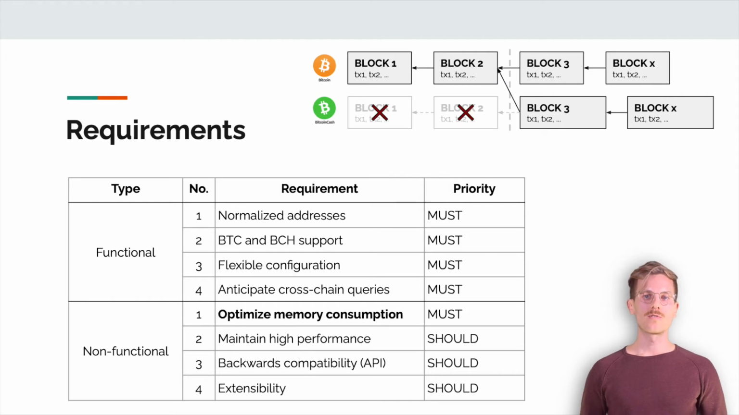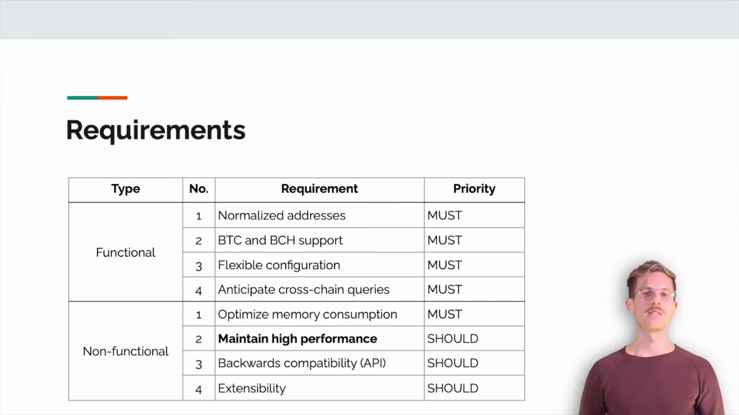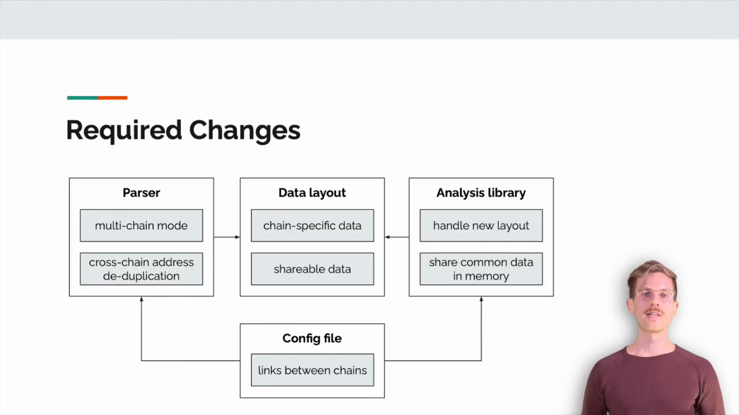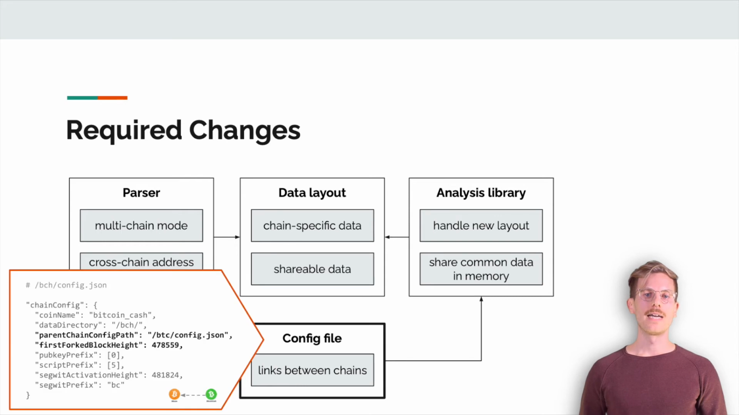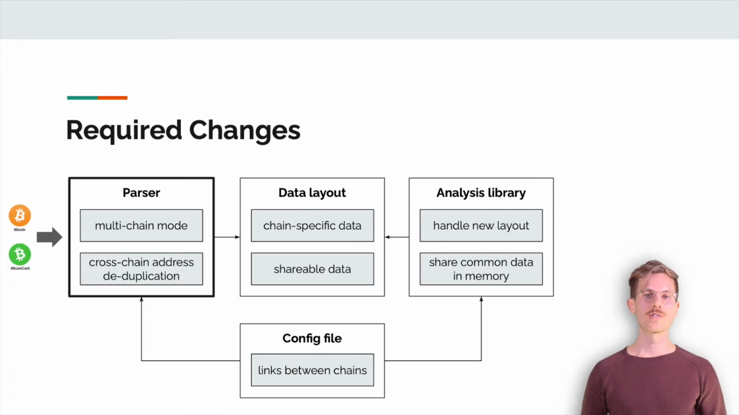We also wanted to optimize the memory consumption by only loading the identical pre-fork blocks into memory once, and also maintain the high performance of BlockSci. To fulfill these requirements, several changes were required. I added a new JSON-based config file that supports links between chains. I added a multi-chain mode to the parser that can parse multiple chains together and deduplicate addresses across chains.